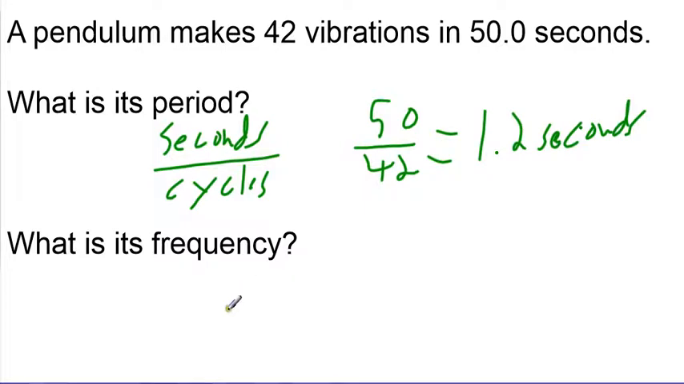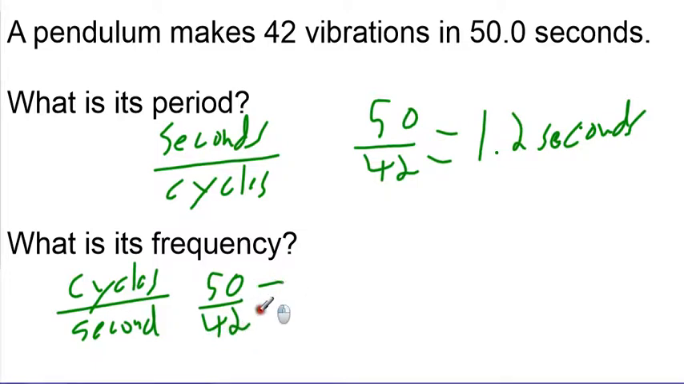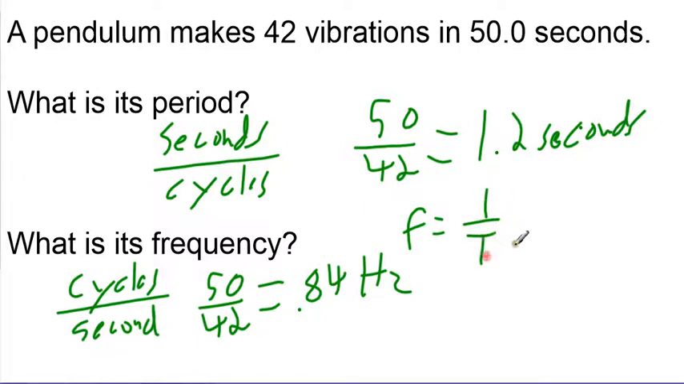The frequency is the opposite of that. It's going to be cycles per second. So we can do 42 divided by 50, and that's going to give us 0.84 hertz. The other way we could have solved for this is after we had the period. What you notice here, and what we've talked about in class, is that these are inverses of each other. So we can say that the frequency is equal to 1 over the period. So we could have done 1 over 1.2, and it'll give us the same answer, 0.84 hertz. Once you have the period, you can calculate the frequency, and vice versa.